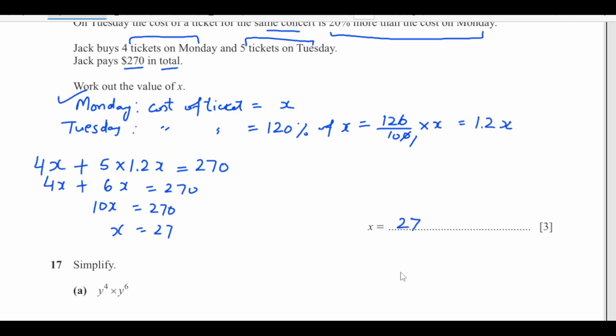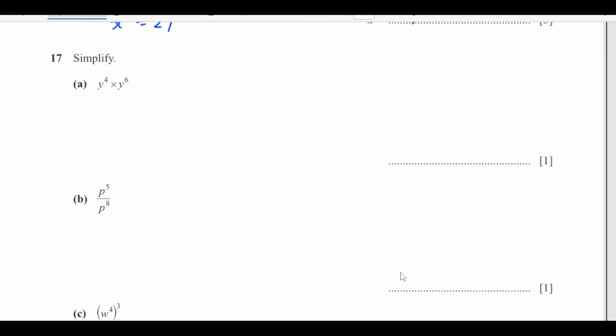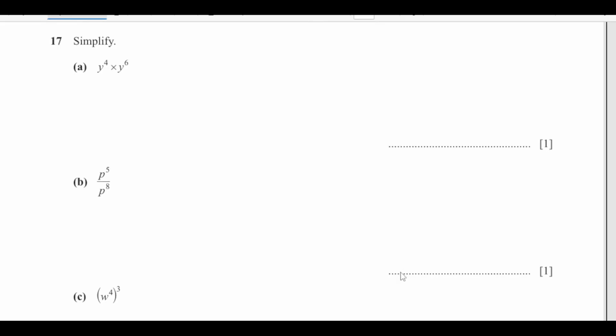That is it. Now, number 17, we have exponents here. So, we know the formula, let me write it down here: x^m times x^n. When the base is the same, then we add the powers. So, it becomes x^(m+n). In the same way, we have here 4 plus 6, which is y^10. So, the final answer is y^10.